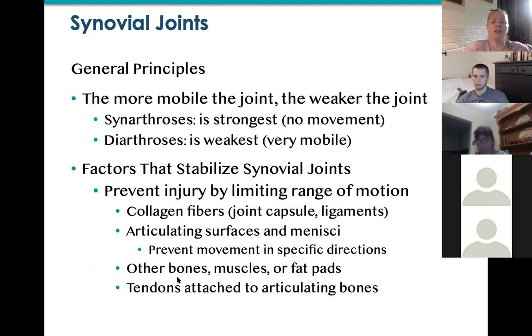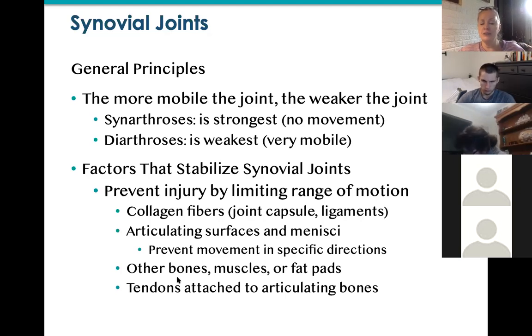All right, so some general principles about our synovial joints. The more mobile the joint, the weaker the joint. In other words, we sacrifice stability of the joint in order to get mobility. Our most mobile joint is our shoulder because we're upright and we use our arms and our hands to do the business of our life. So our shoulder is our most highly mobile joint, and it is our weakest joint, and it is therefore very much prone to injury.